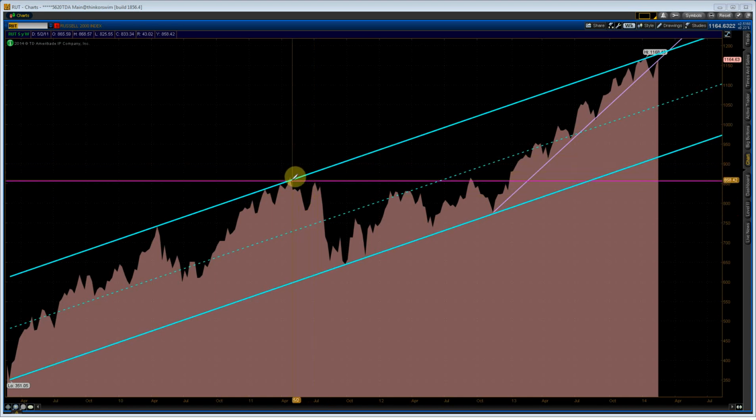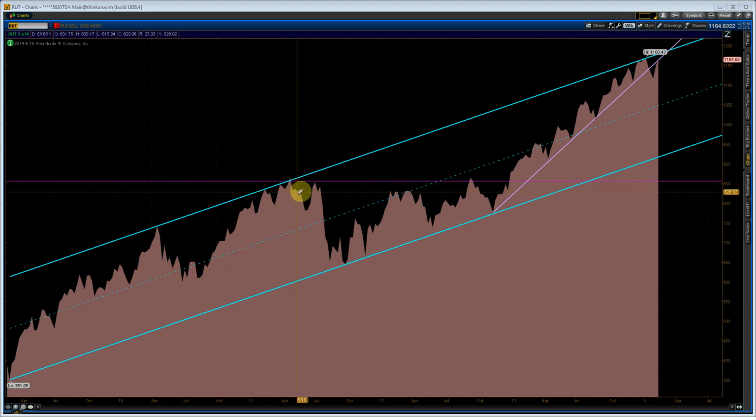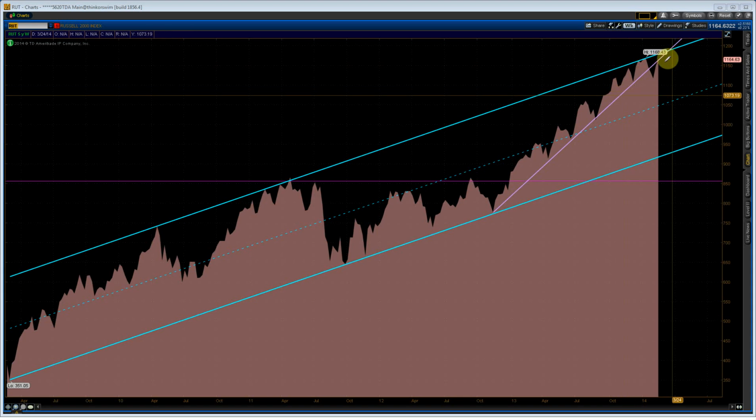Let's look at the other times the top of this channel line, the top channel, was hit. At the time the top channel was hit here, we began making lower highs, lower lows. When our top channel was hit here, we made a dip that ironically is very, very similar looking to our current pattern right here.